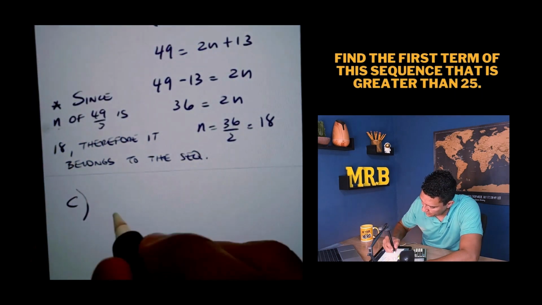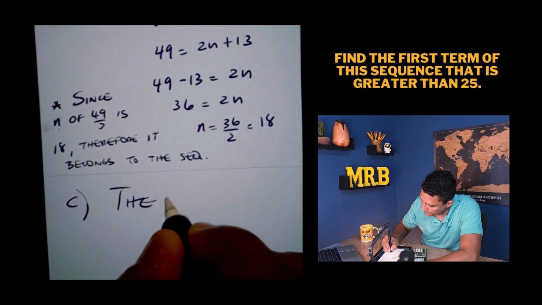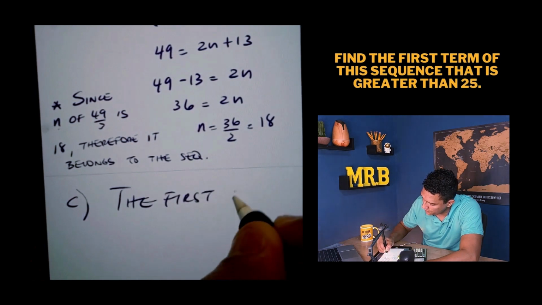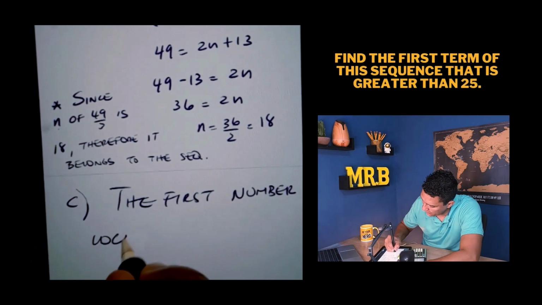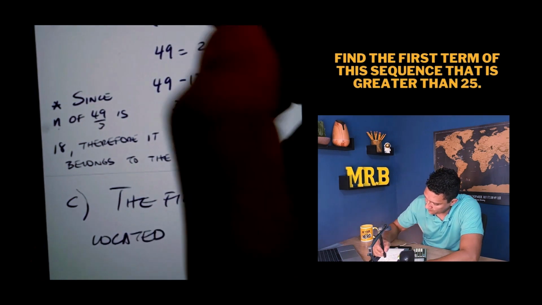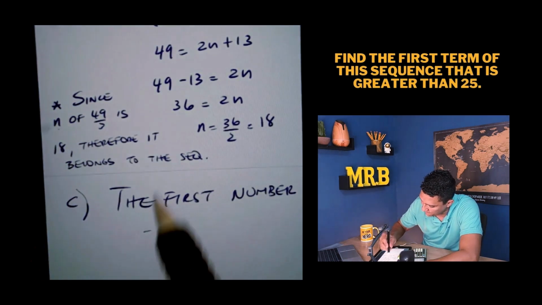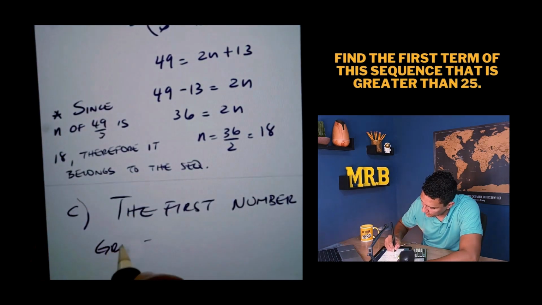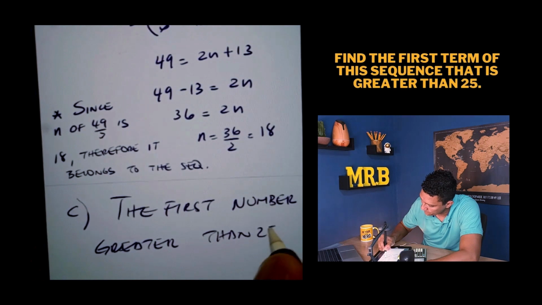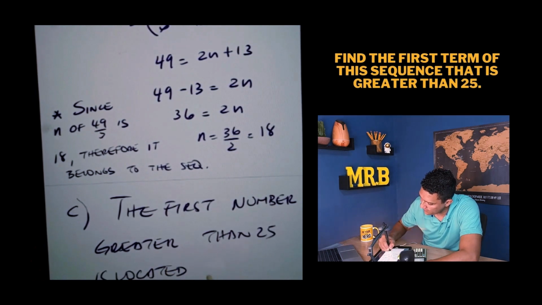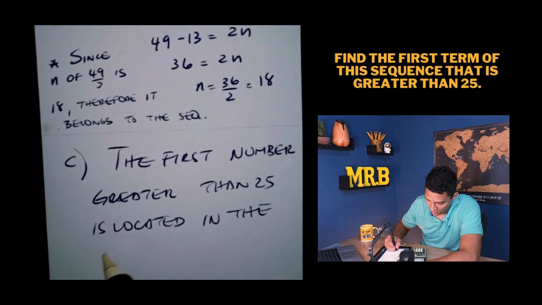So question C. Okay, so the first number located, no, sorry, the first number greater than 25 is located in the 32nd position.